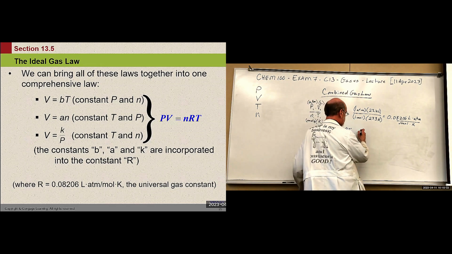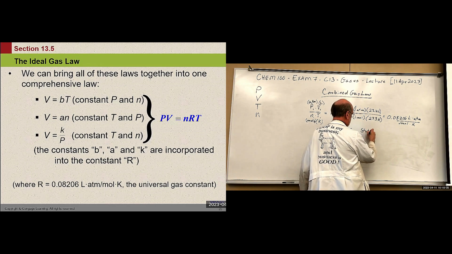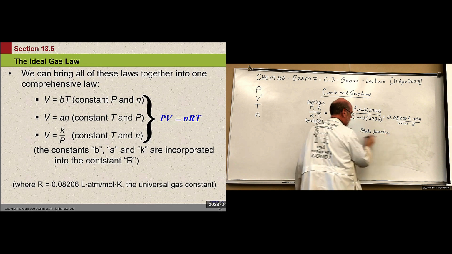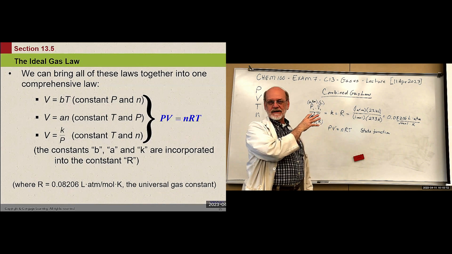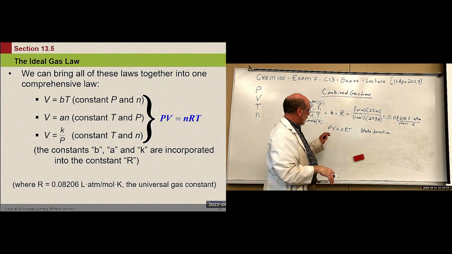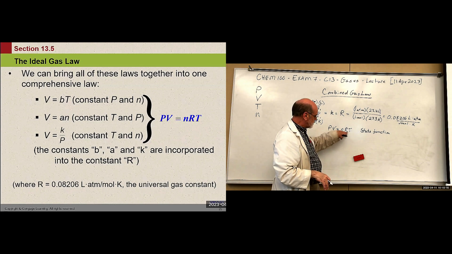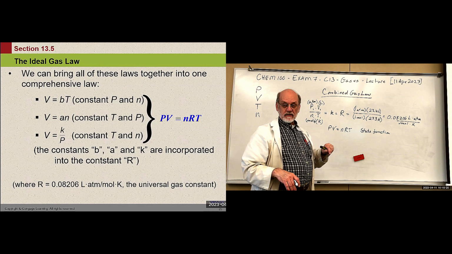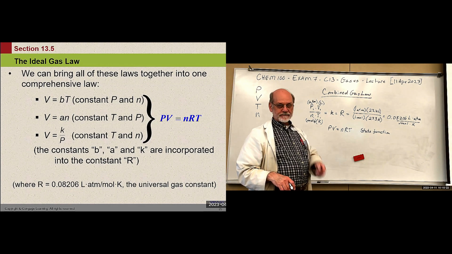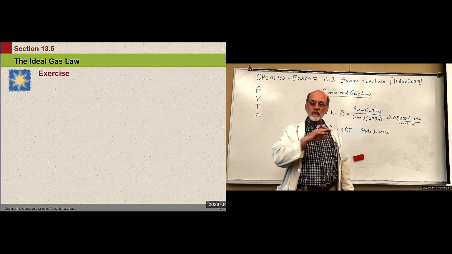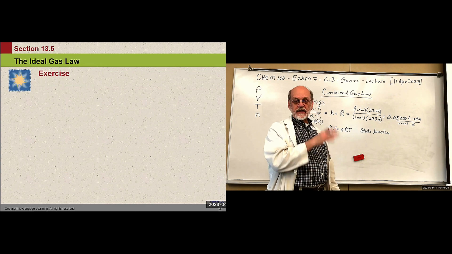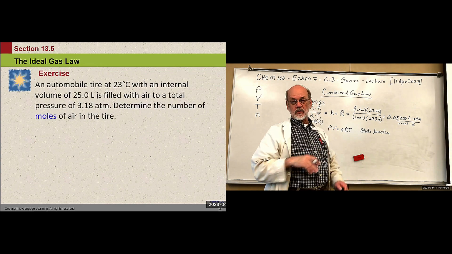This is known as a state function. We don't know how it got there, and we don't care, as long as we use the correct units of measure here and that R value, that constant. So that's what you do if you don't know before and after. If you only know right now, then you go to the ideal gas equation.